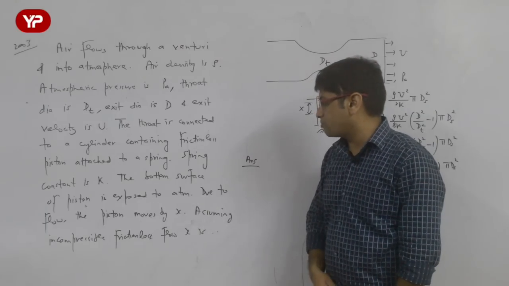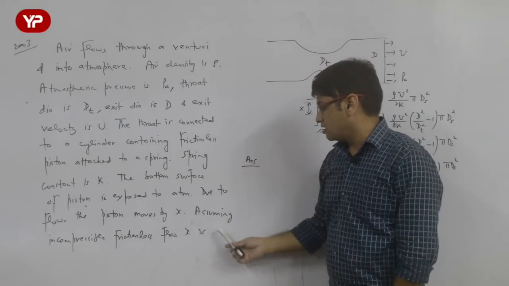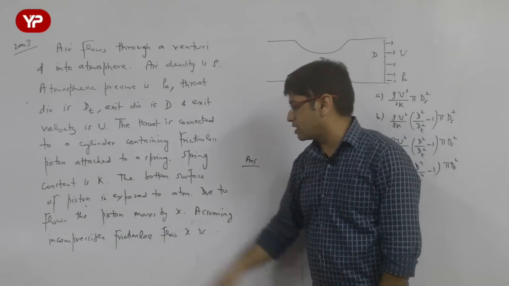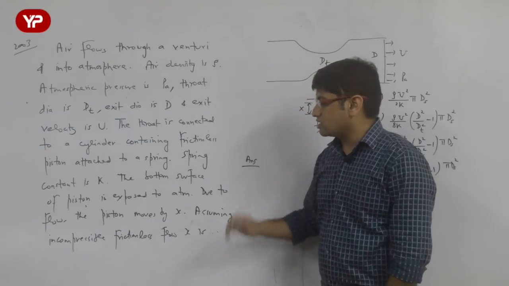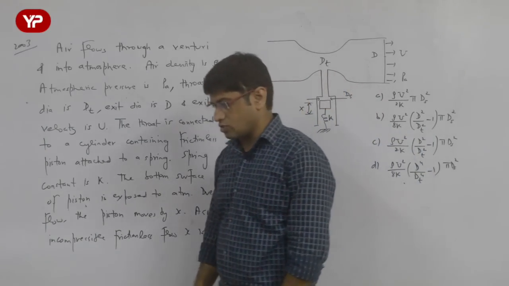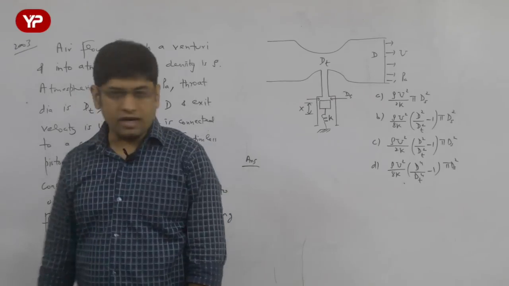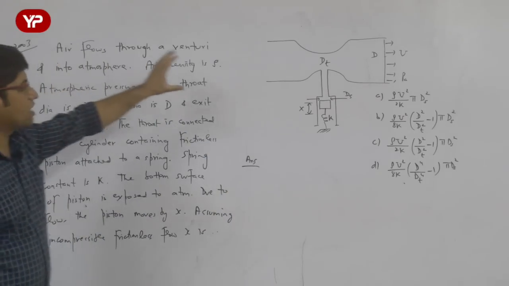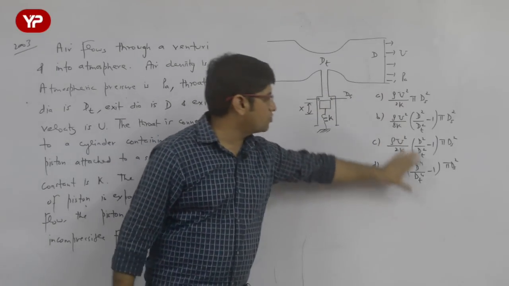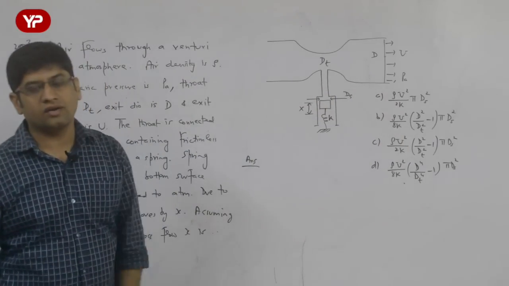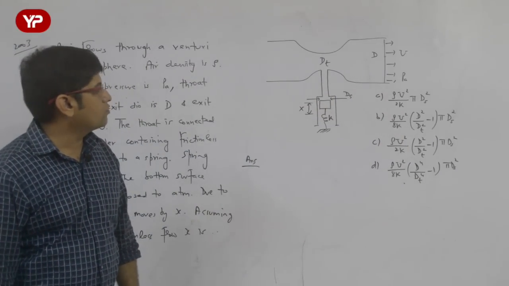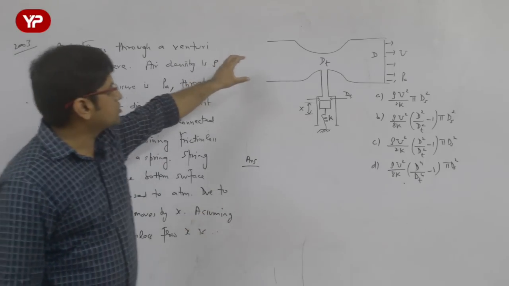Due to flow, the piston moves by x distance, and assuming incompressible frictionless flow, find the value of x. Now that is the question given to us. Now let's try to make some sense. This diagram is also given to us, and these are the four answer choices we are given to calculate the value of x. So let me make some sense of the question.